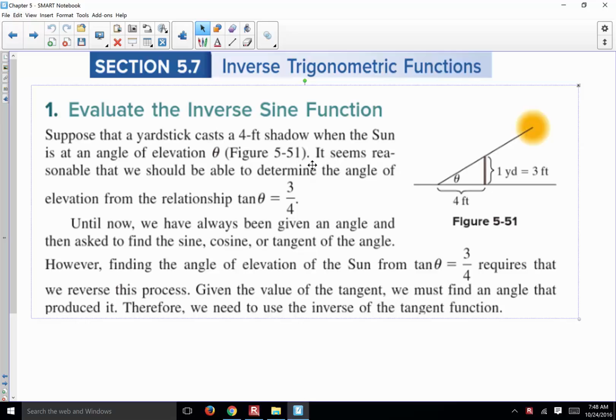Okay, good morning. Today we are starting our last section in chapter 5, which is inverse trig functions.